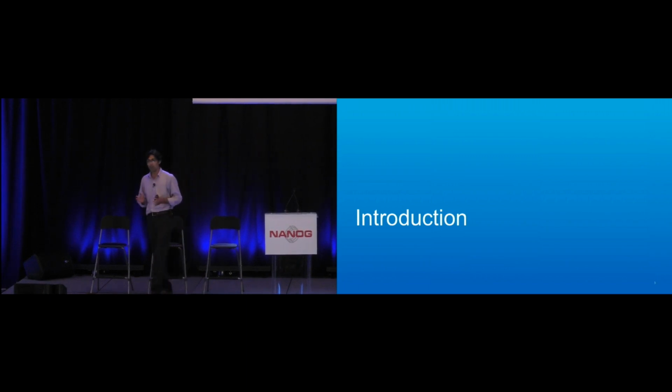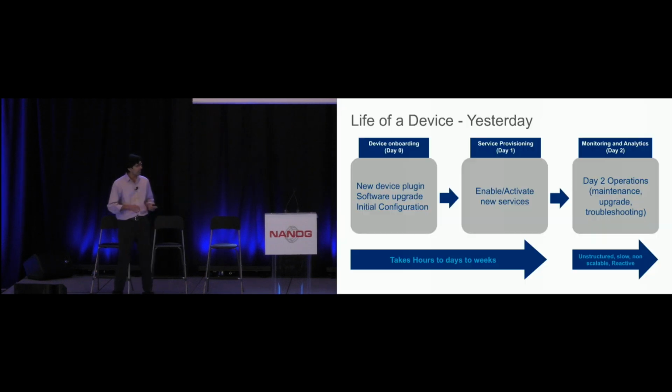So the problem we are trying to solve here: you as a network operator would like to automate device automation. You want to integrate the devices with the controllers and orchestrators. And finally, you would like to make sure the network gives you all the indications and all the warnings if the network behaves differently. So I can easily categorize these three things into three buckets.